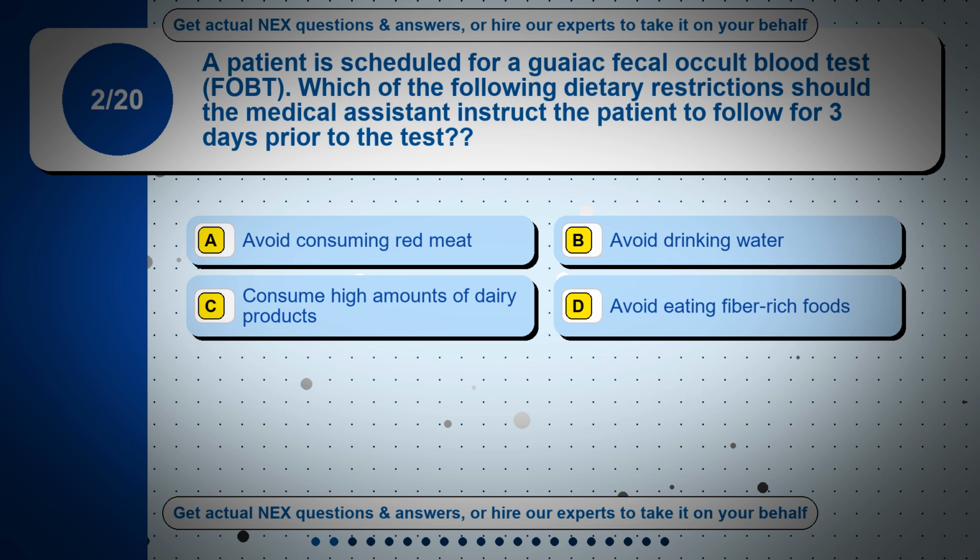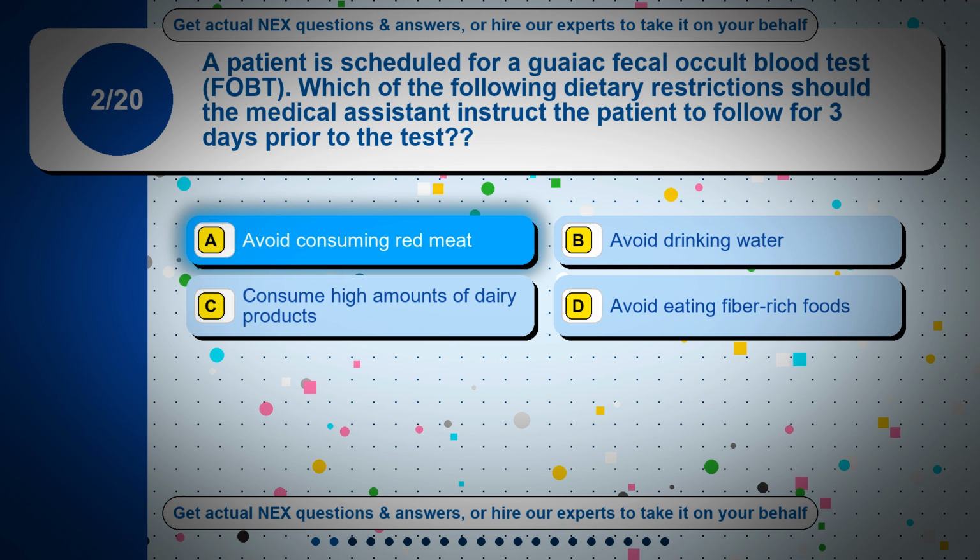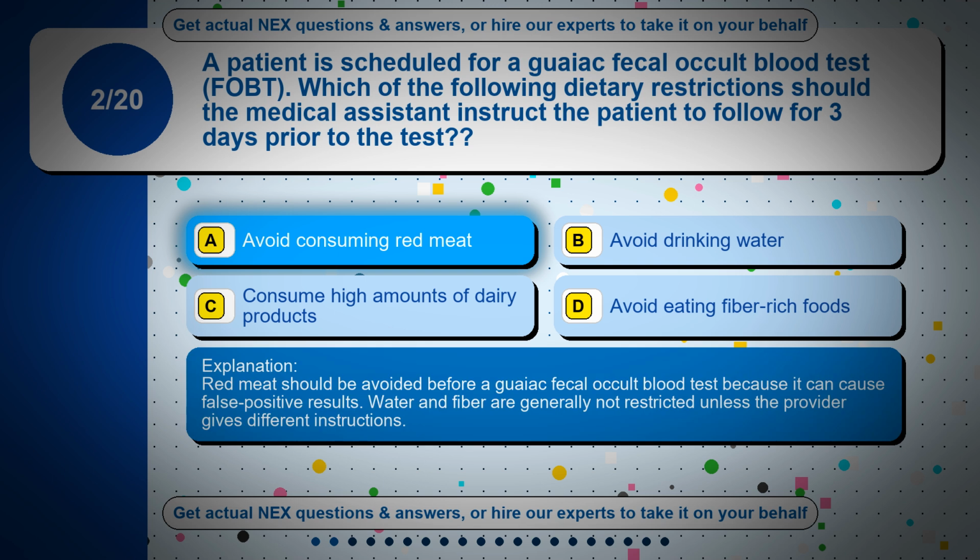Question 2. A patient is scheduled for a guaiac fecal occult blood test, FOBT. Which of the following dietary restrictions should the medical assistant instruct the patient to follow for 3 days prior to the test? Option A, avoid consuming red meat. Option B, avoid drinking water. Option C, consume high amounts of dairy products. Option D, avoid eating fiber-rich foods. The correct answer is option A. Avoid consuming red meat. Red meat should be avoided before a guaiac fecal occult blood test because it can cause false positive results. Water and fiber are generally not restricted unless the provider gives different instructions.